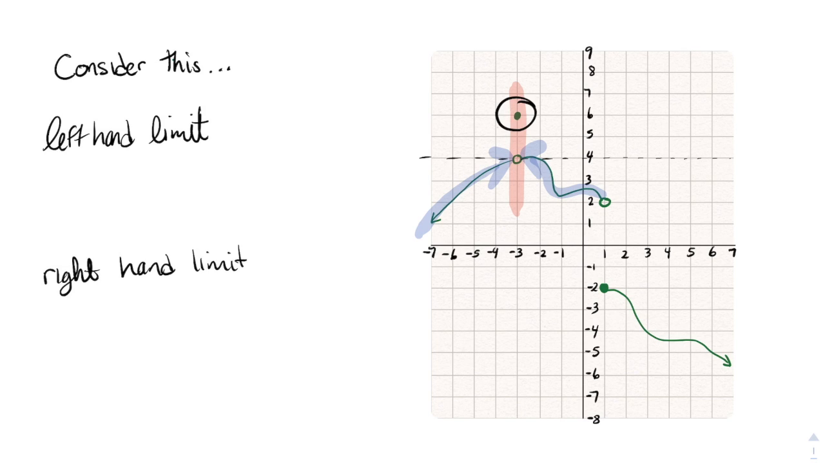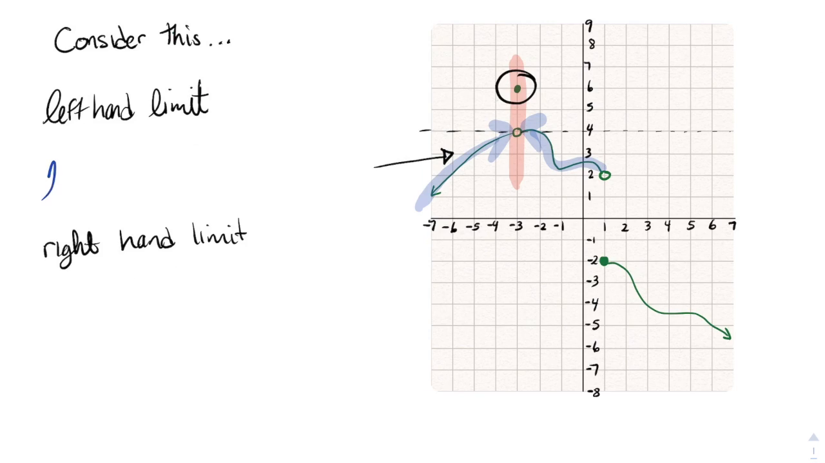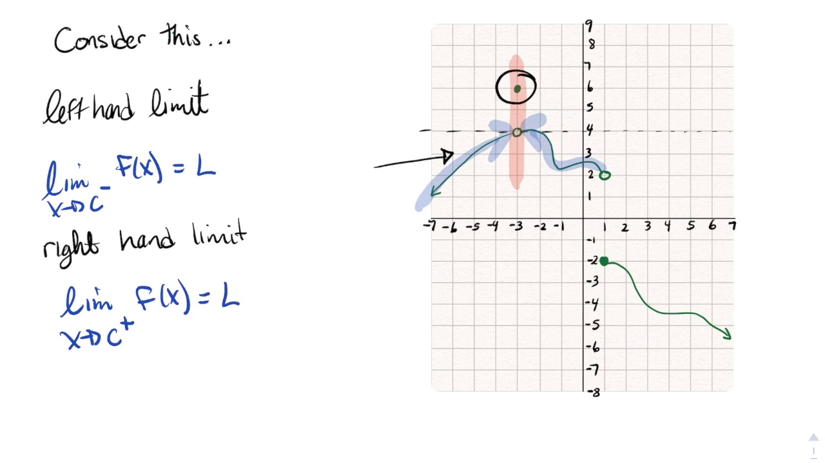Each one has its own notation. They're very similar. So the left-hand limit, that's the limit coming from the left, so going in that direction, we write as the limit as x goes to c from the negative side of f of x equals L. And the right-hand limit, we write as the limit as x goes to c from the positive side of f of x equals L. So let's consider this problem that we have here.